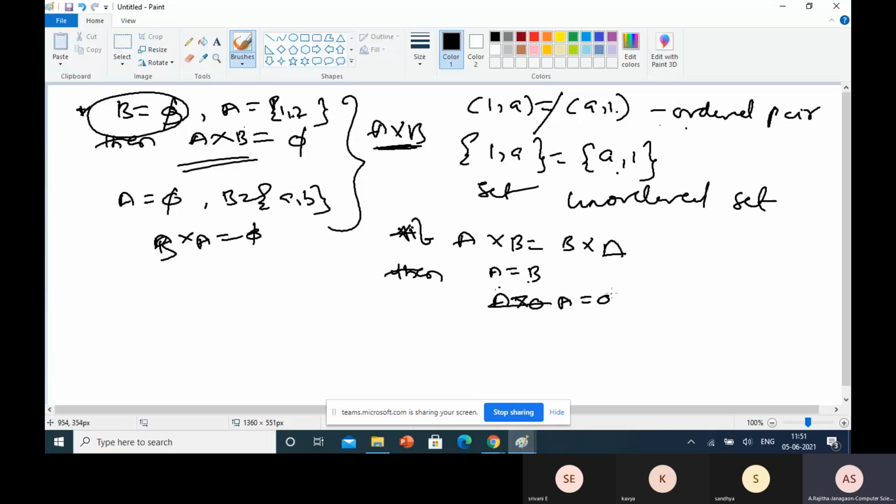A equal to pi or B equal to pi. Then only this is possible. That means A cross B equal to B cross A is possible if any one of the sets is empty set. Otherwise, both of the sets are same. So then this is possible. Okay, so this is the concept of Cartesian product.